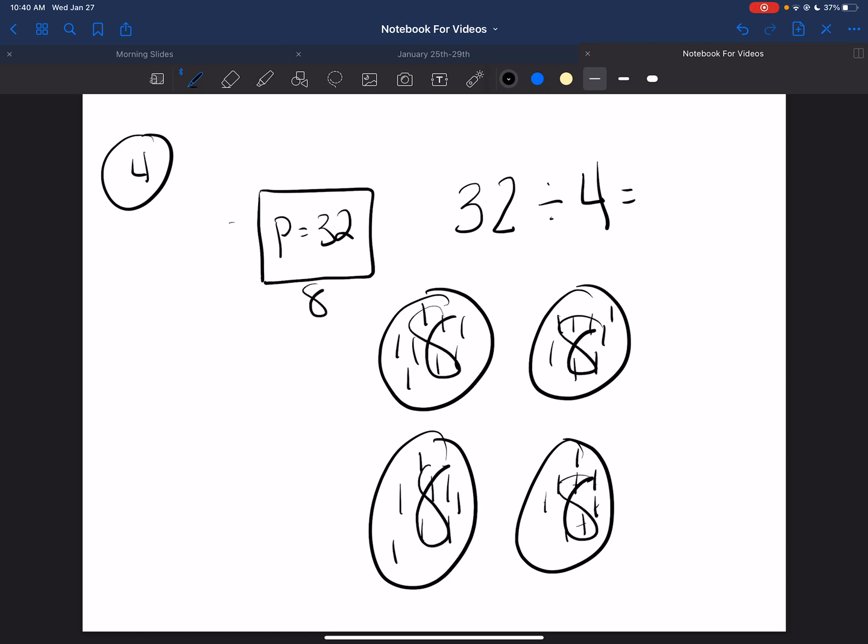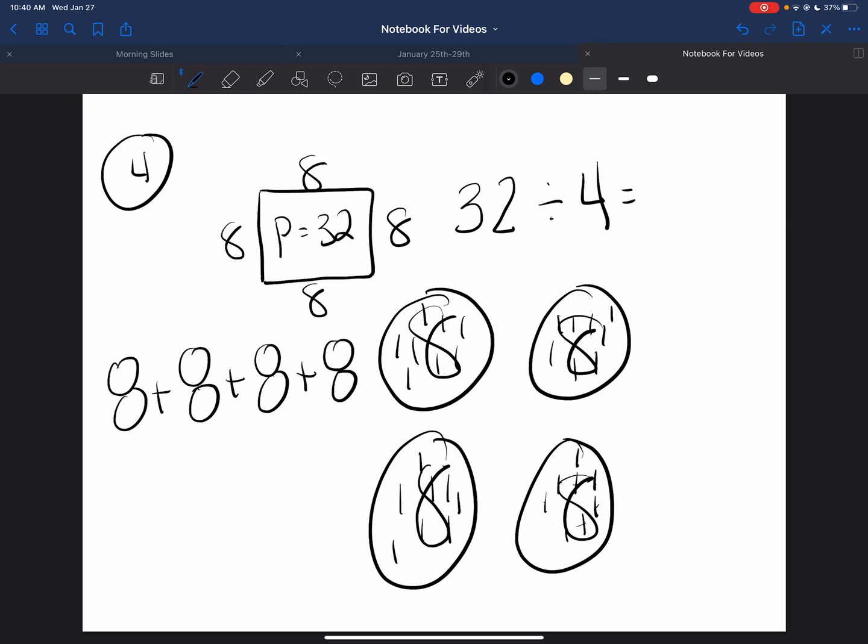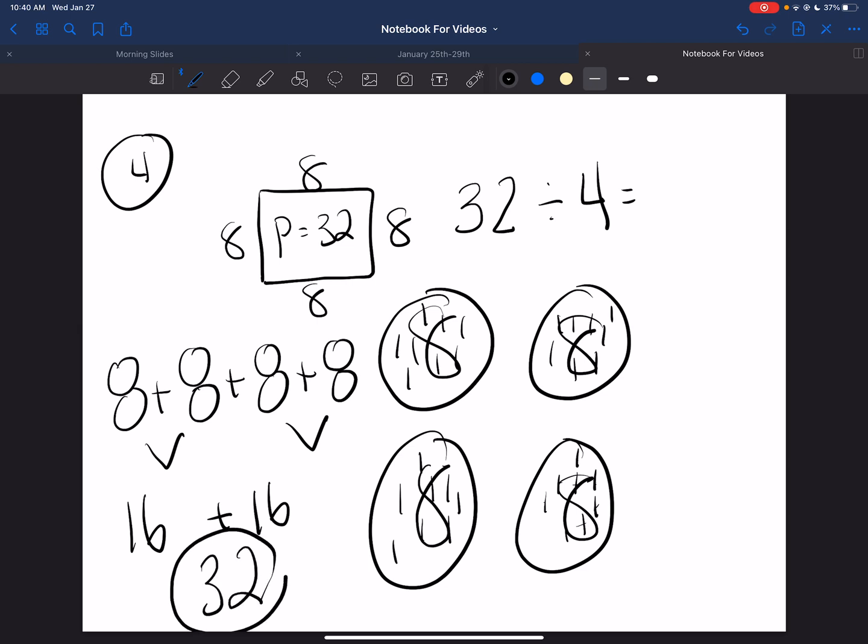8 on each side. Double check my work and add all those answers back together. 8 plus 8 plus 8 plus 8 because we know perimeter is the outside and we add all the way around. 8 plus 8 is 16. Plus 8 plus 8 is 16. 16 plus 16, 32. And that is it.